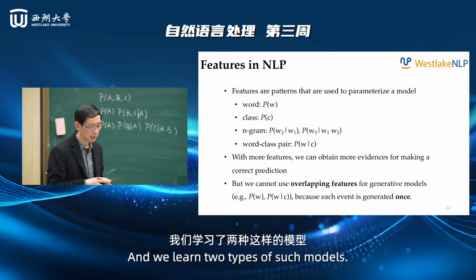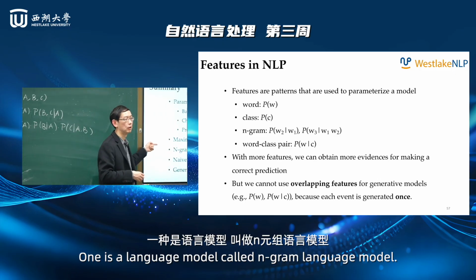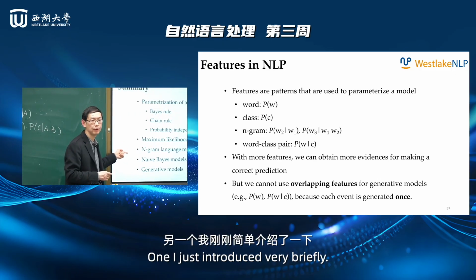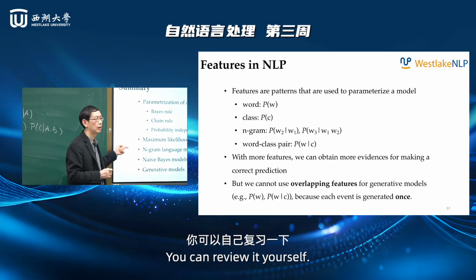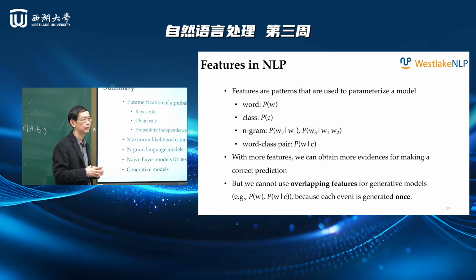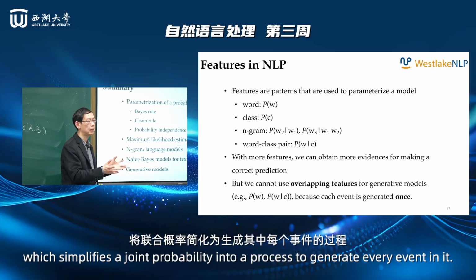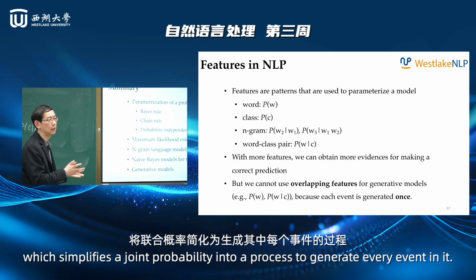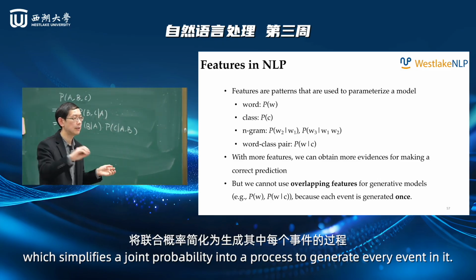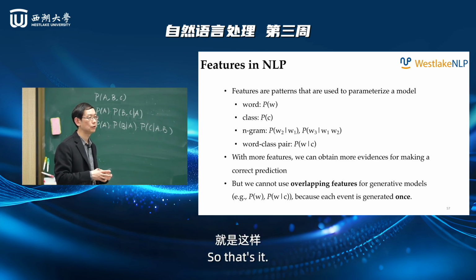And we learned two types of such models. One is a language model called n-gram language model. One I just introduced very briefly, you can review it yourself. It's called naive Bayes model. All right? And they are all generative models, which simplifies a joint probability into a process to generate every event in it. All right? So that's it.